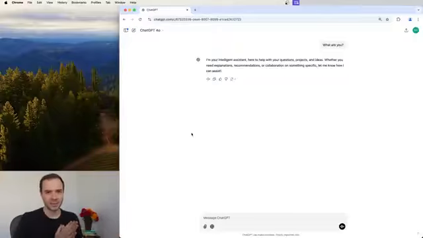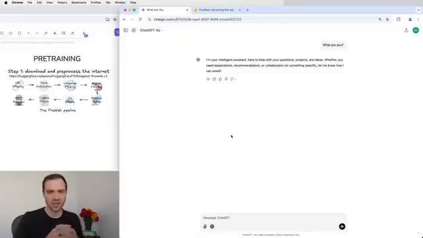We're going to go through the entire pipeline of how this stuff is built, but I'm going to keep everything accessible to a general audience. So let's take a look at first how you build something like ChatGPT. And along the way, I'm going to talk about some of the sort of cognitive psychological implications of these tools. Okay, so let's build ChatGPT.